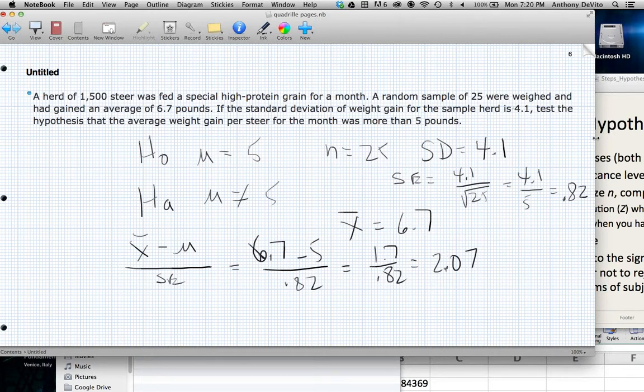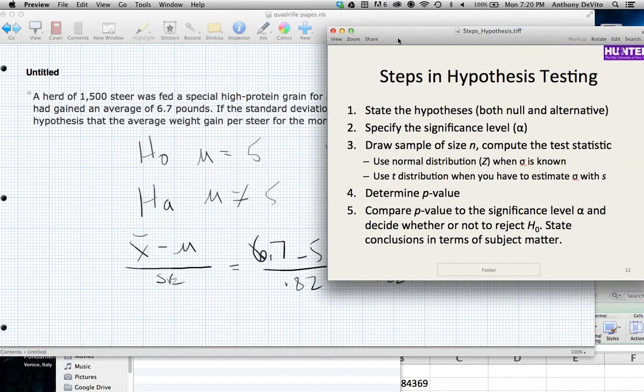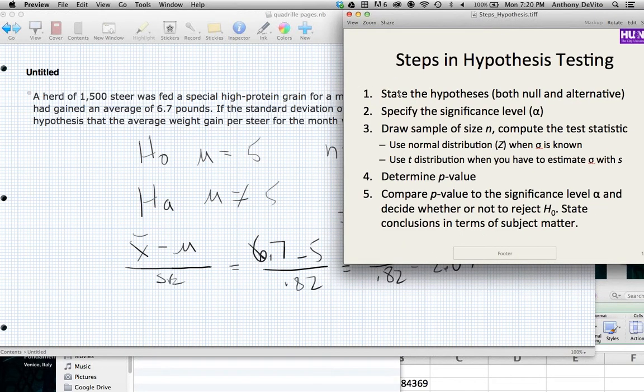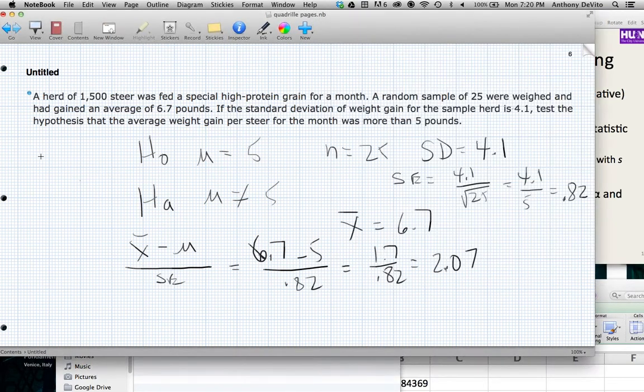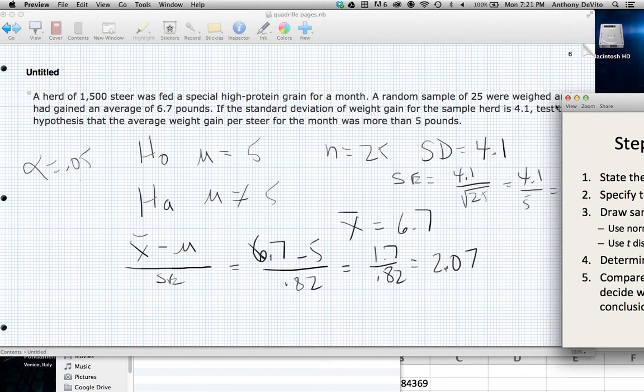Just as I was saying, let's go through our steps. What did I do? I just took off and didn't do anything, right? What's our significance level? What's our level of acceptable error? Alpha is 0.05. I should have done that. Draw a sample size n. We did that. Normal distribution. Use the t-distribution when you have to estimate sigma, and that's what we're going to do. Now we're going to determine the p-value. If it had been a z-score, we'd be home free already.